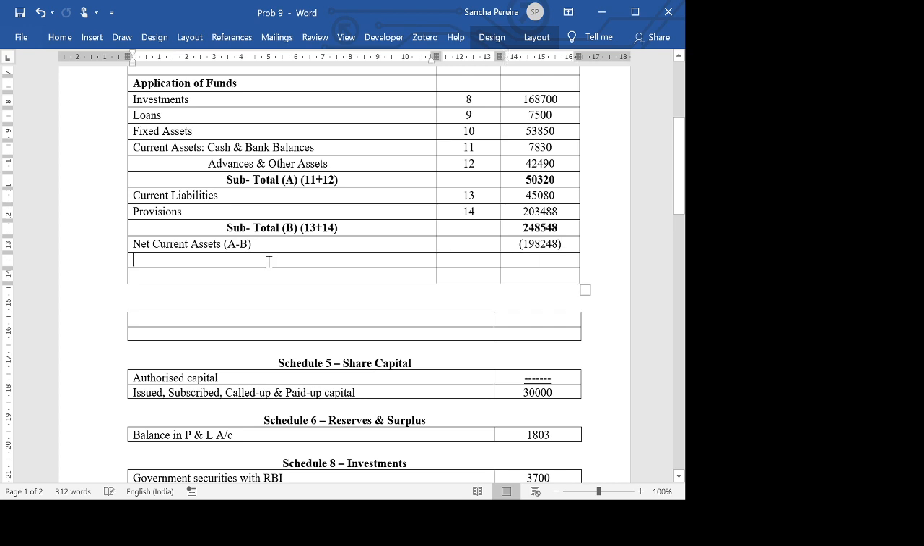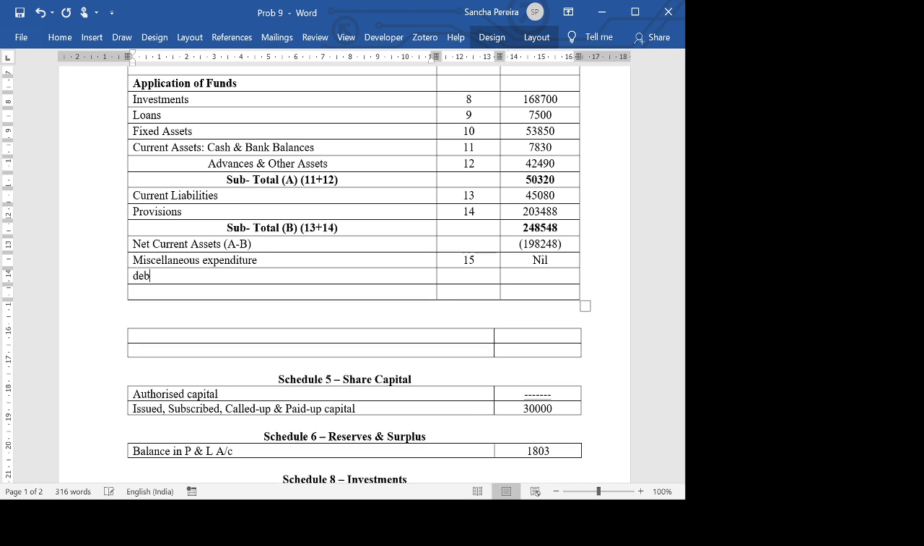Then we have miscellaneous expenditure, which is 15. There's nothing here, so we're going to put it as nil. We also have debit balance of profit and loss account. Now in this problem, we didn't have a debit balance, we had a credit balance. So this is also going to be nil. And then we get a total.